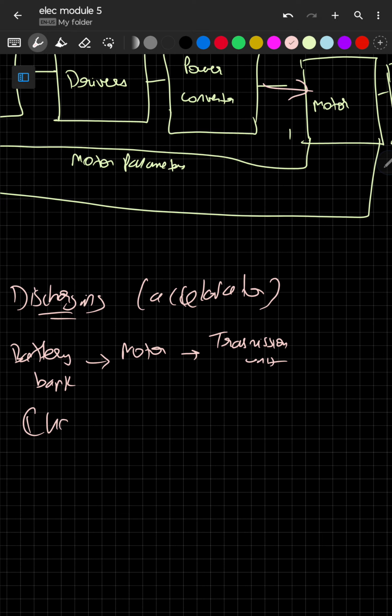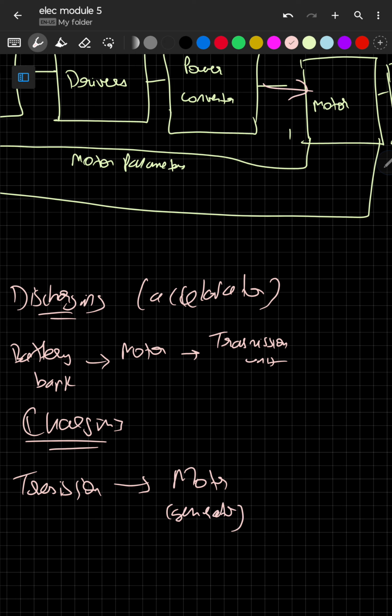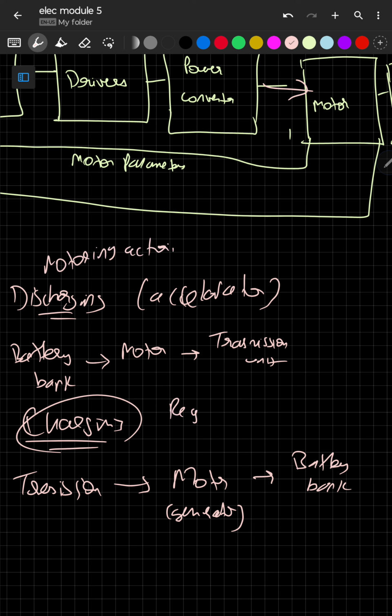Now this is during charging. From the transmission unit, the mechanical energy is converted into electrical energy using a generator. The motor itself acts like a generator, same system only. So mechanical energy is converted to electrical energy that is given back to the battery bank. Now the battery is being charged. This is known as regenerative braking. That is known as motoring action. This is regenerative braking.